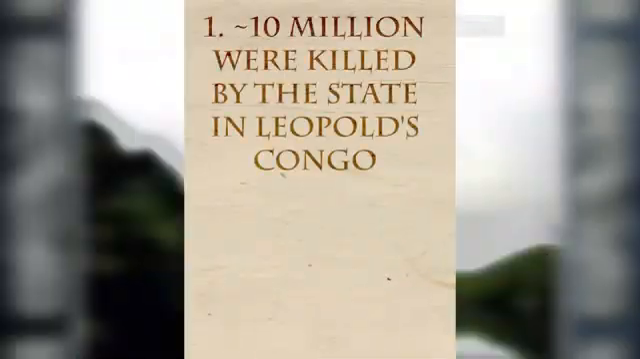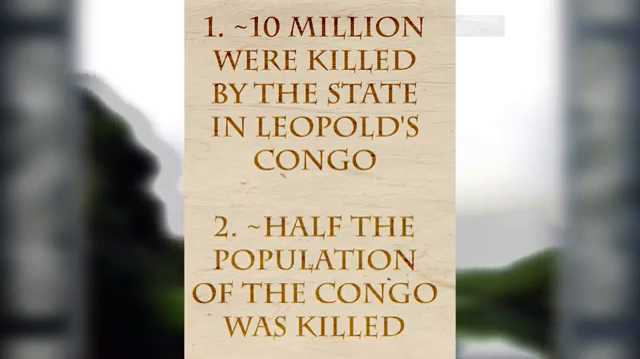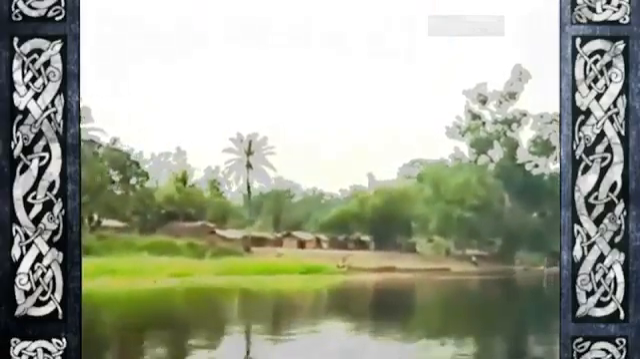Hochschild makes two key claims in his book. 1. Roughly 10 million people were killed by agents of the state in Leopold's Congo. 2. Roughly half the population of Leopold's Congo were killed. Now, the first thing to consider when looking at this is: is this possible?